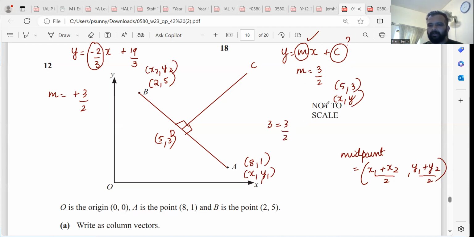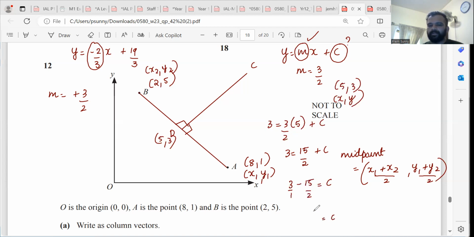X, 5, plus C. Now 3 is equal to 3 into 5 is 15, 15 divided by 2 plus C. Take this 15 divided by 2. We need to make C the subject. 15 divided by 2 goes to the other side. So 3 minus 15 by 2.